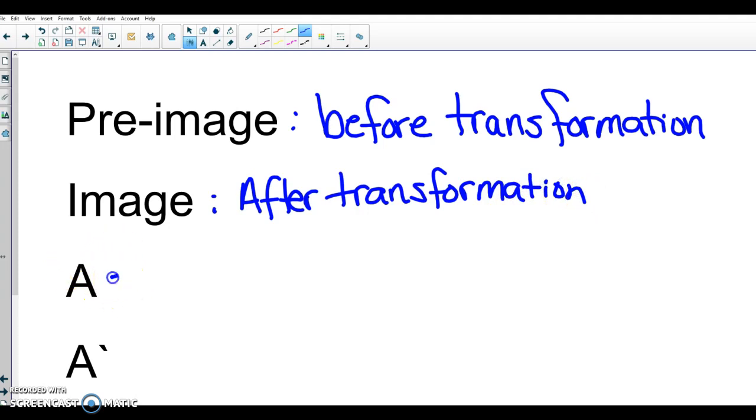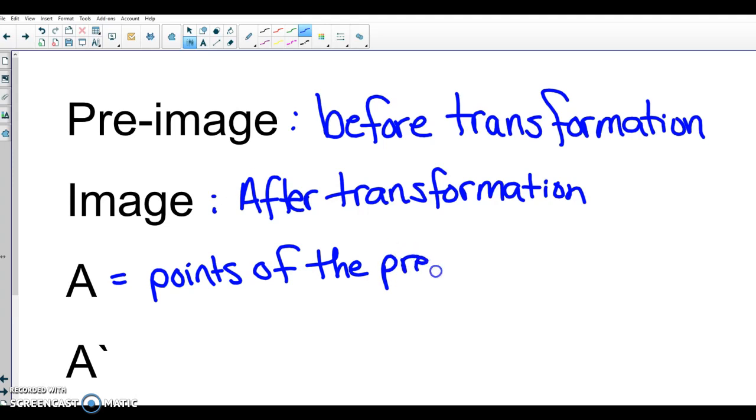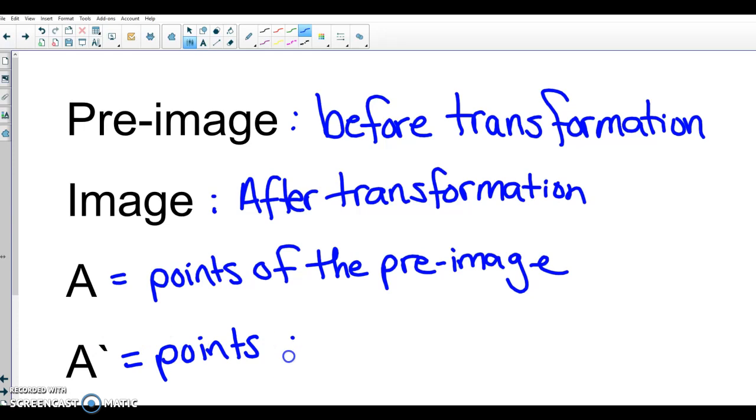We say A is the coordinate points before, or the points of the pre-image. And A prime is those are the points of the post image, or of the image. So after we're done, we put that little tick mark there, and we read it as A prime. This will make sense as we go through this.